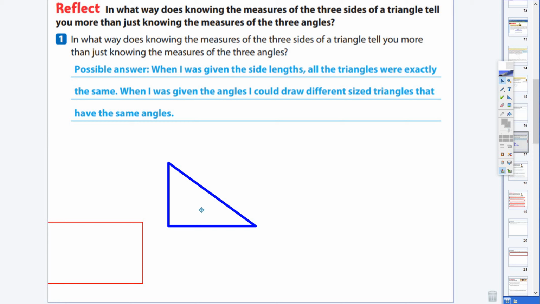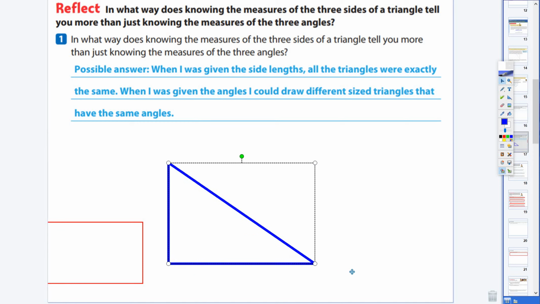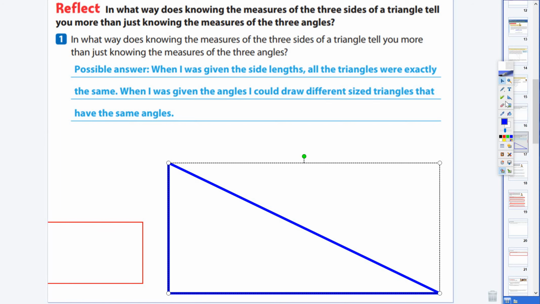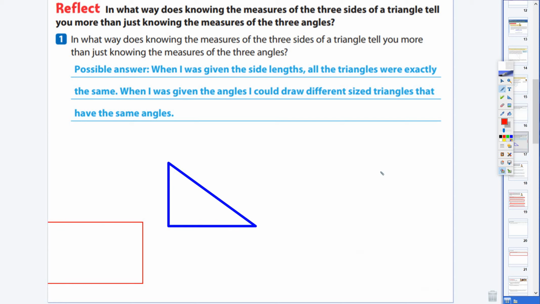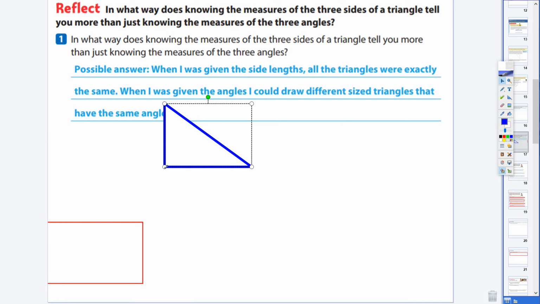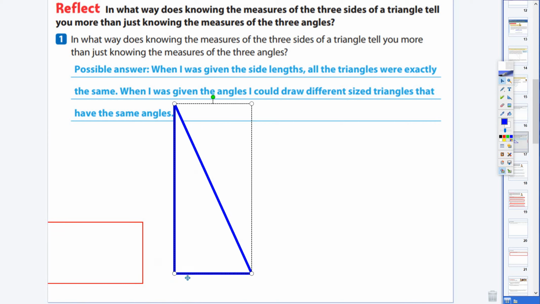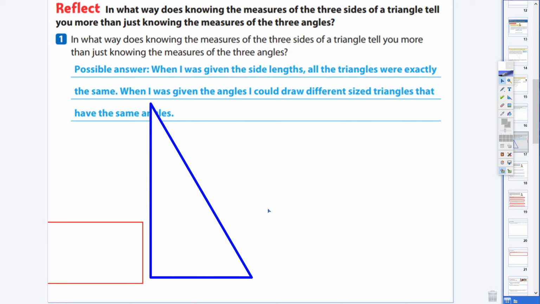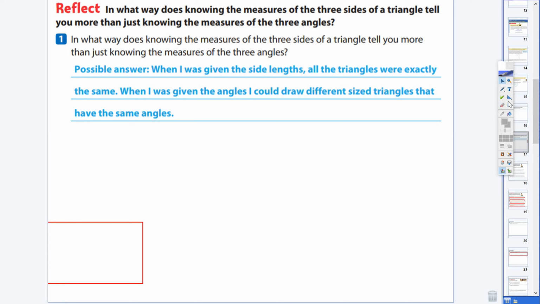Watch what I do now. If I take this triangle and make the lengths a little bit different, guess what? 40, 50, 90. This is still the same. I know it's not drawn to scale, but I'm trying here. So again, I can make this different. Think about that. If the side lengths are the same, trust me, all the triangles will be exactly the same if you're given the side lengths.